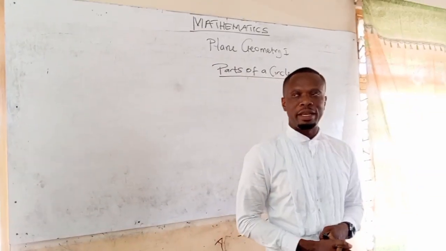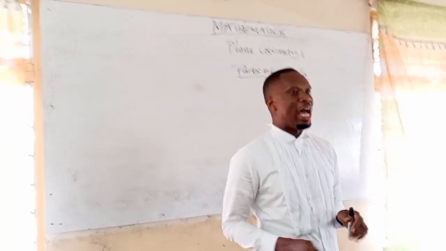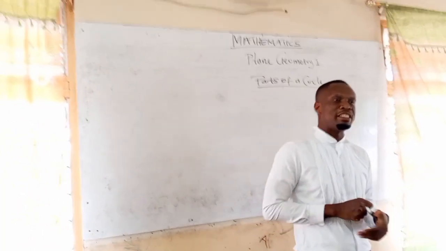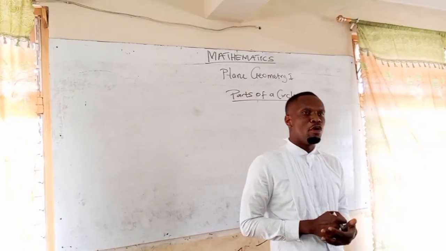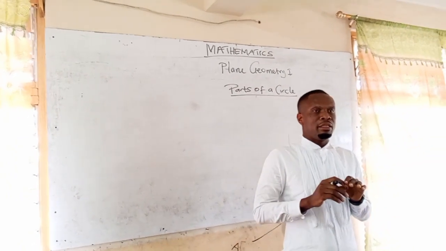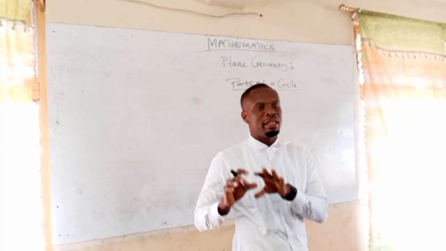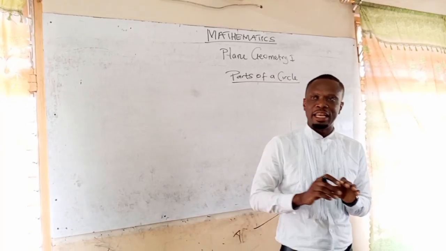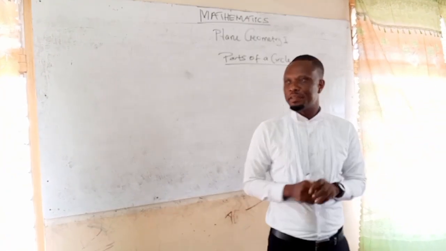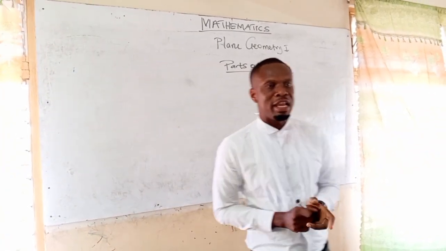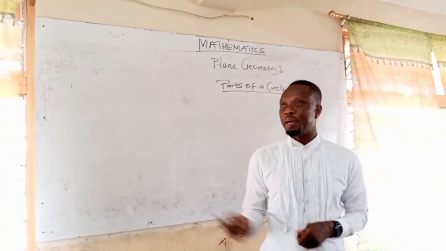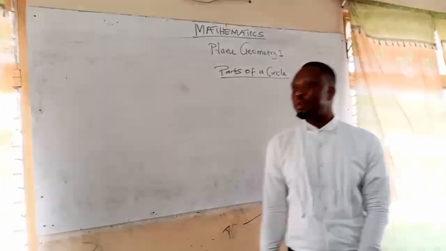But plane geometry 2 is the build up of the whole concept of plane geometry 1. So, at the end of the lesson, you should be able to draw a circle and label its parts. And you should be able to know the differences between a sector and a segment. So, let's begin by looking at parts of a circle as a subtopic under plane geometry 1.